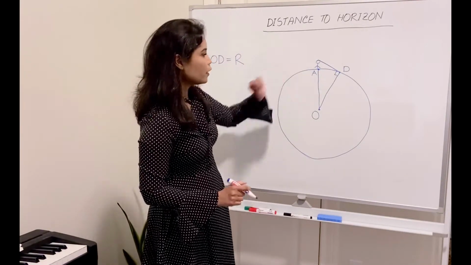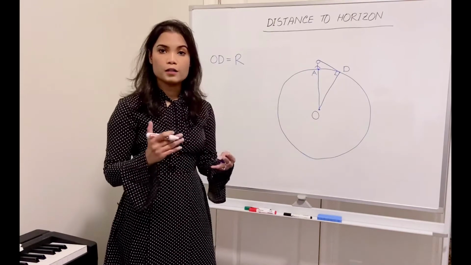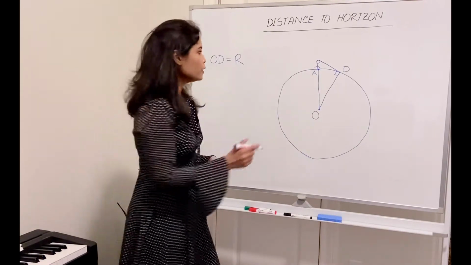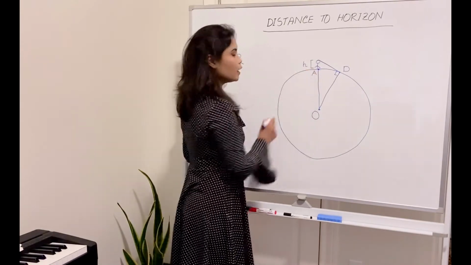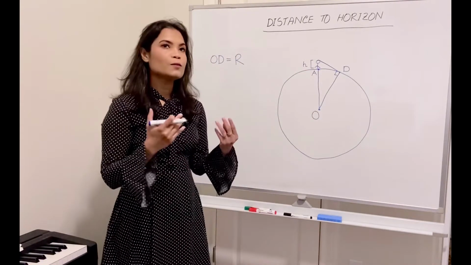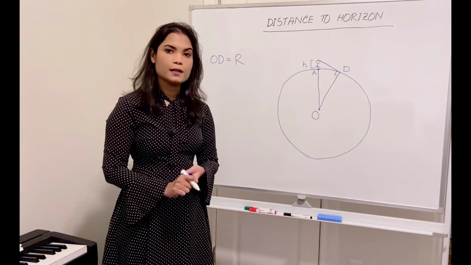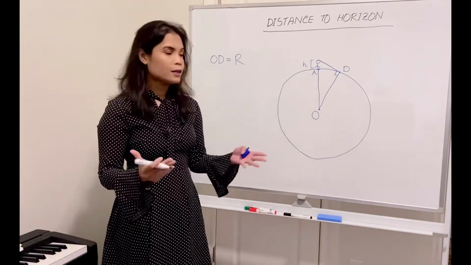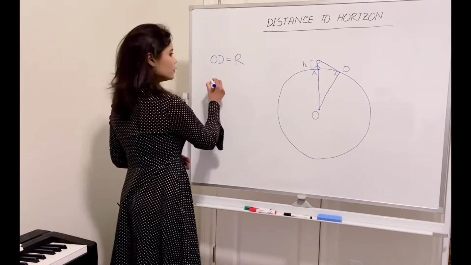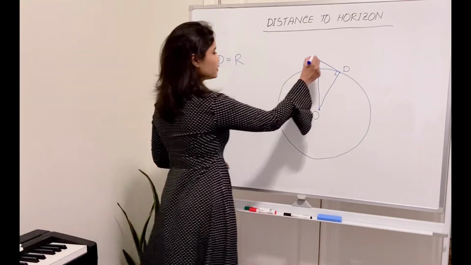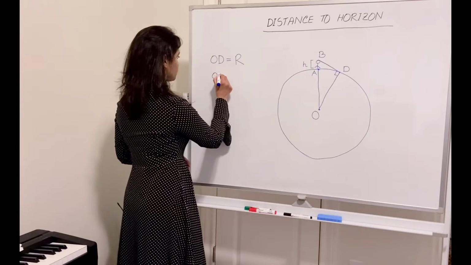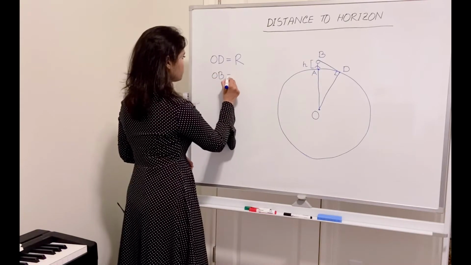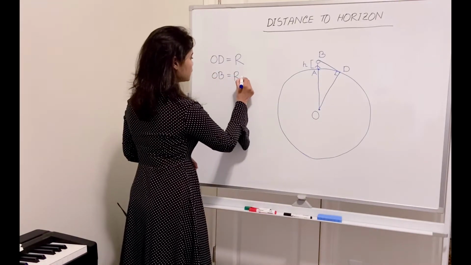However, you also have to count the height of the person, and the height of the person I can say H, and the height would be known, right? So for average humans, we consider the height to be 6 feet. So let's say I call the whole distance OB to be R plus H.